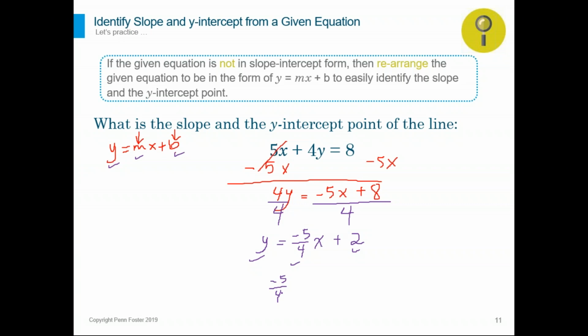Where does the line intersect with the y-axis? Really easy. This number, put a 0 and 2, and this is the point of intersection, and we call it the y-intercept point. That's it. Questions on this problem? Okay, let's move on.